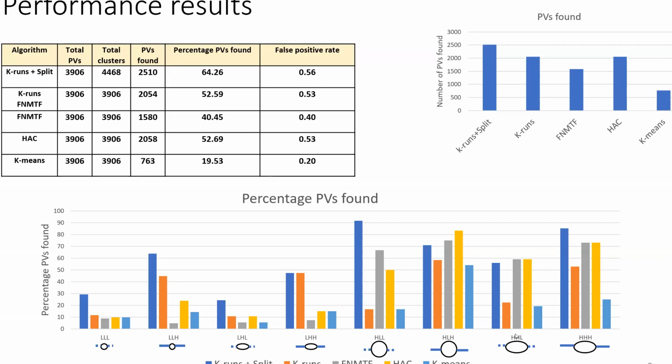Also, looking at these two combinations at HLL and HHL, the dotted lines show that the PVs are overlapping, but the bigger circles show that there is a high number of tracks. You can see that the gray bar, which is basic FMTF, performs much better than Cairns, which is the orange bar, in both these cases. And we can see that the blue bar, which is Cairns plus Split, was able to successfully combine the beneficial features of both Cairns and FMTF.